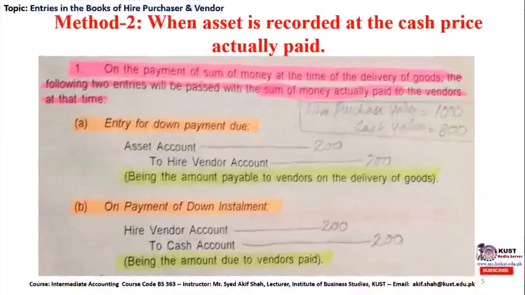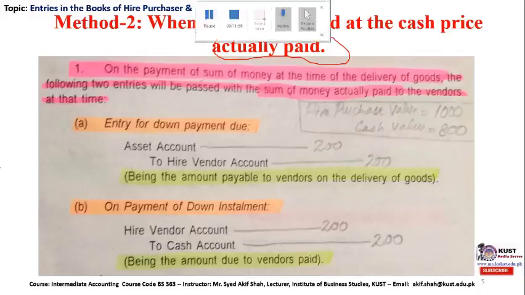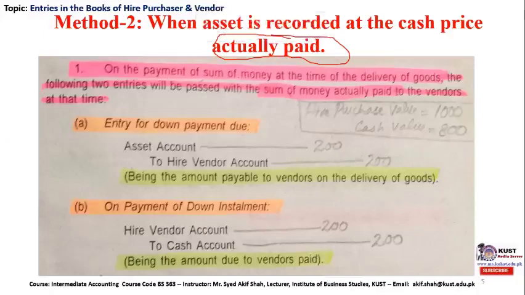The second method is related to when the asset is recorded at the cash price actually paid gradually. In this method, the hire purchaser actually capitalizes the asset purchase slowly and gradually according to what they actually paid over the period of time. So in this method, on payment of a sum of money at the time of delivery of the goods, the following two entries will be passed at the time of agreement and then the subsequent down payment.